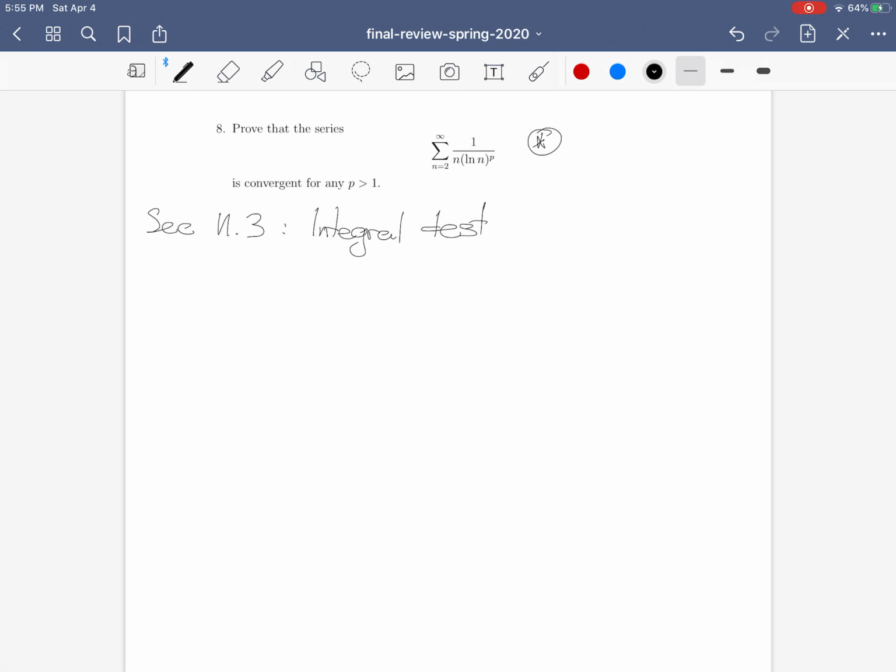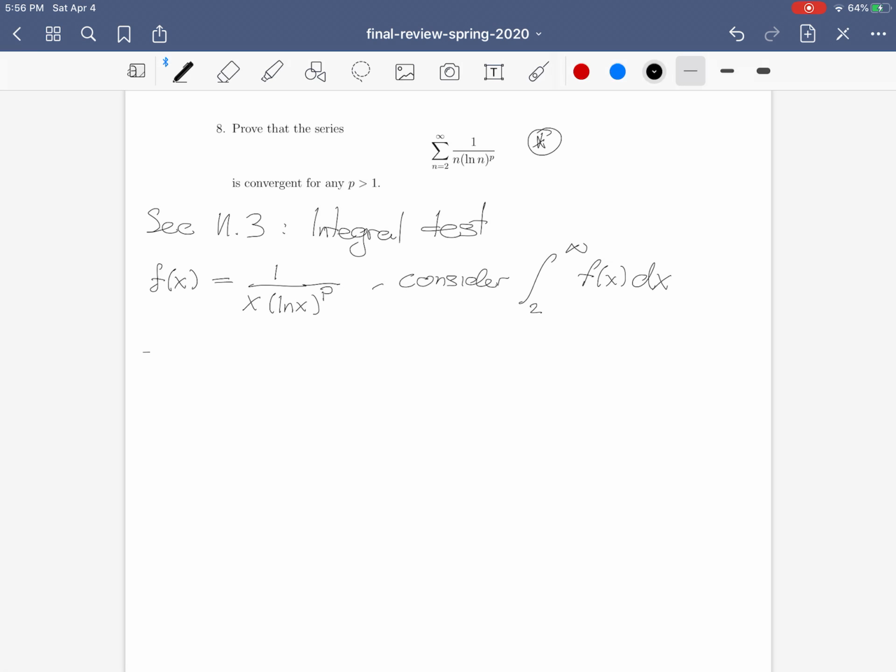So what does the integral test say? The integral test says, think of your terms in your series as a function f of x evaluated at n. So in our case, this is 1 divided by x times (ln x) to the p. And then we consider the integral from 2 to infinity of f of x dx. What the integral test tells us is that if this improper integral converges, then the series converges.